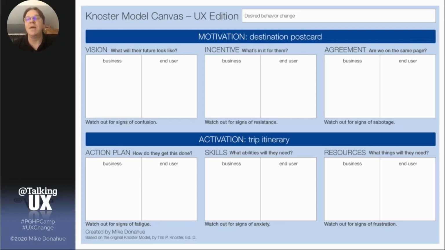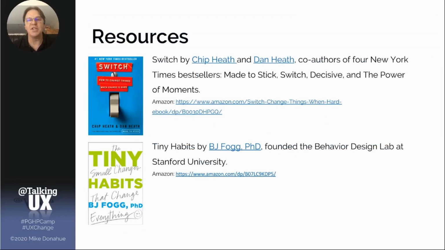And the last thing I want to share with you, so we have some time for some Q&A here, is some resources. If you're interested in learning more about why people change, how they change, the things that get in the way of change, I recommend reading these 2 books. They played a large role in modifying the Knoster model from its original state to where it is now in the UX state. They will help you build out the Knoster model, fill in those blanks, and come up with a good vision.